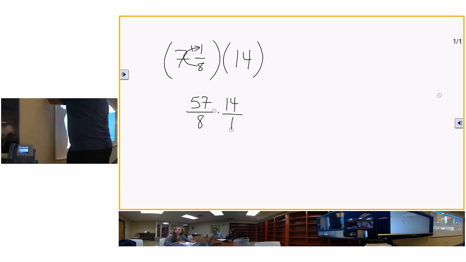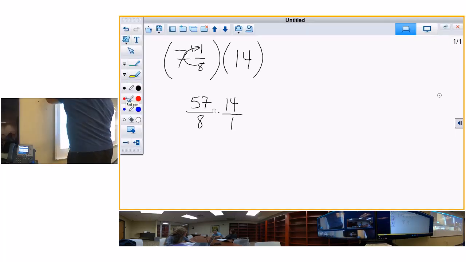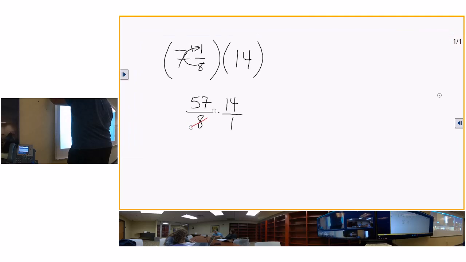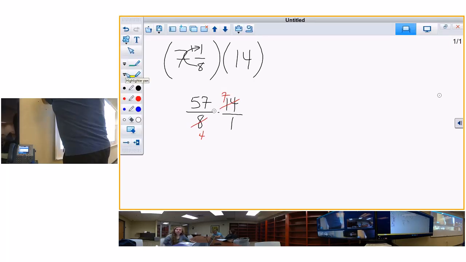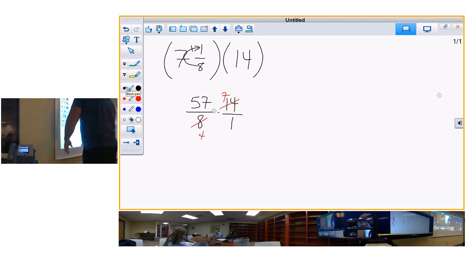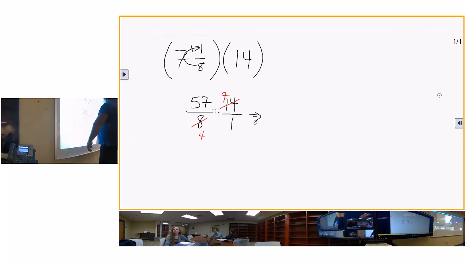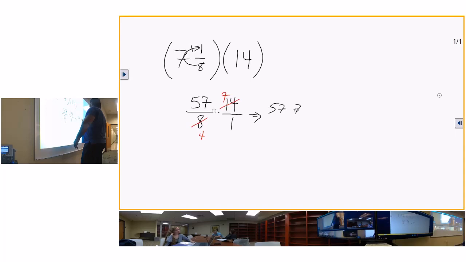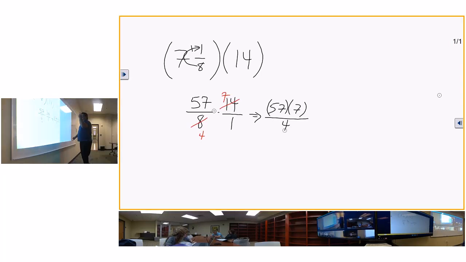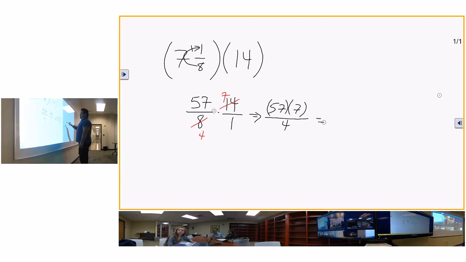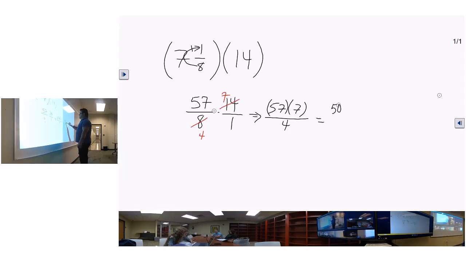And 8, let's get my red pen out. 2 will go into 8 4 times. 2 will go into 14 7 times. So 57 times 7, I'm going to go over here. Do not use a calculator. We're going to try to do it without a calculator because it's real easy. I'll show you. And then 4 times 1 is 4. Now, in your brain, mentally, what is 50 times 7?